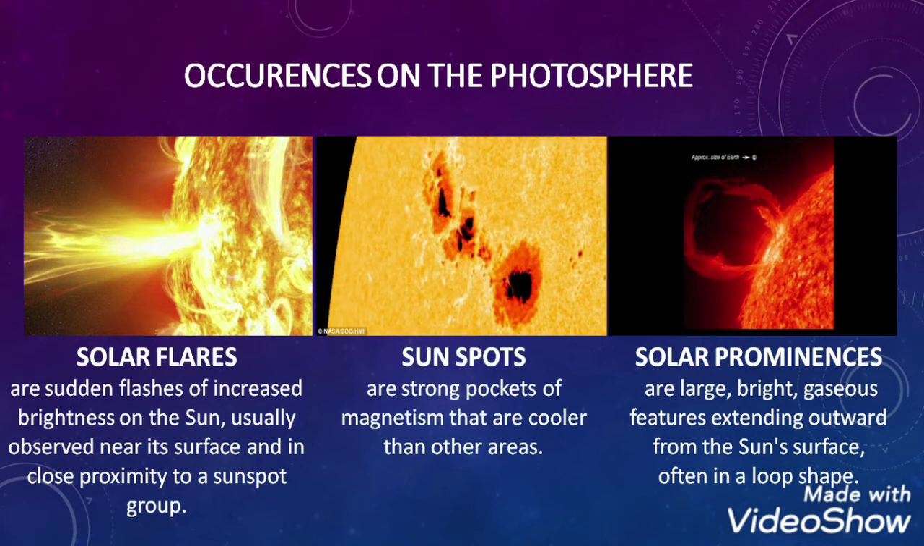Sunspots. Sunspots are strong pockets of magnetism that are cooler than other areas. So actually it is not an occurrence but an area which is a strong pocket of magnetism and is much colder than other areas. And we have also learned about the sunspots in my first video that you can see by clicking on the I button on the top right corner.